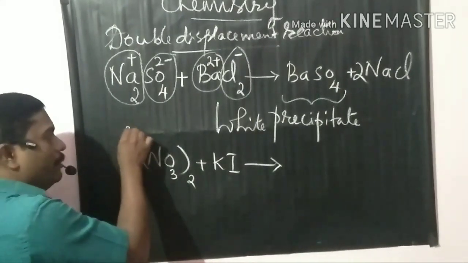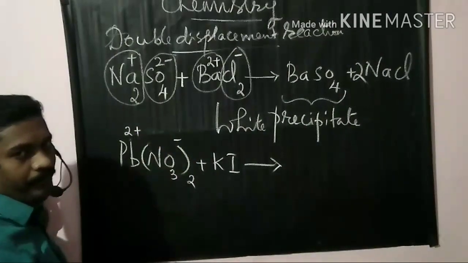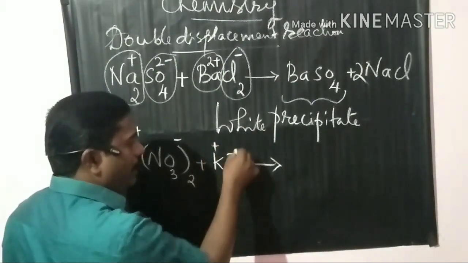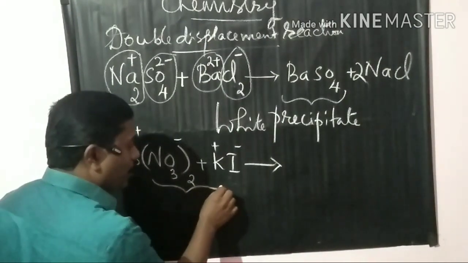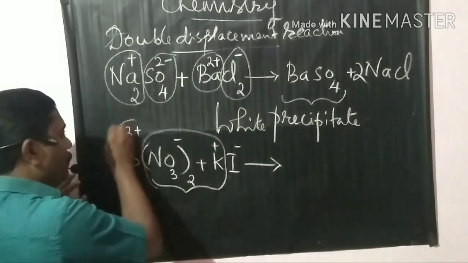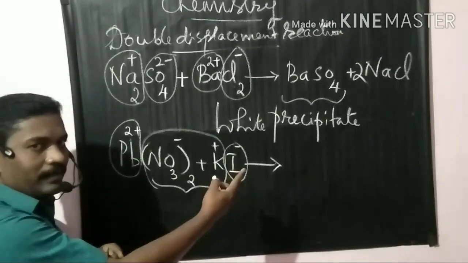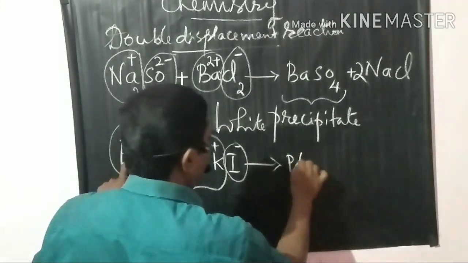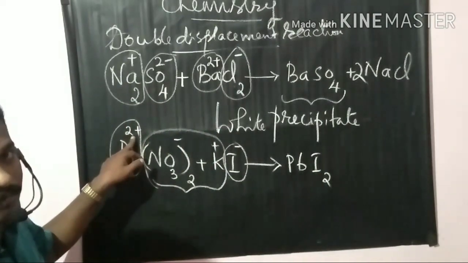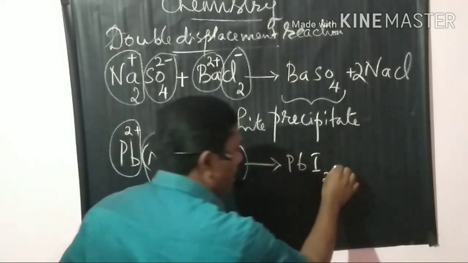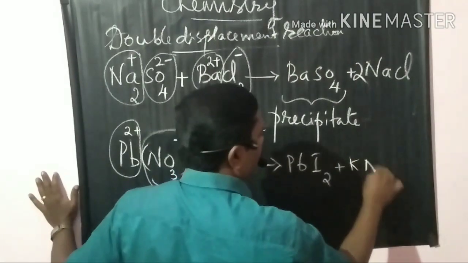Yes, Pb2+ cation, NO3-. Here potassium, K+, I-. So how can we write the products here? Yes, NO3- with K+, Pb2+ with I-. Then write the products: Pb with I, PbI2. As we know, the valency of lead is 2. So PbI2, and potassium with NO3. So how can we write KNO3?